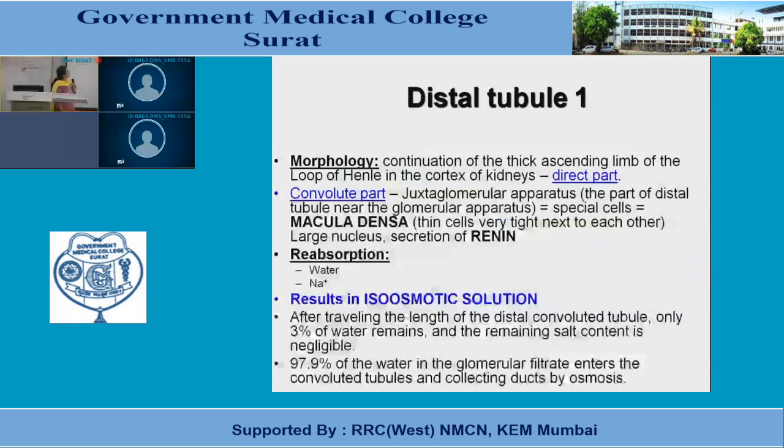The distal tubule, again, it is having reabsorption of water and sodium. There is secretion of renin, the renin-angiotensin mechanism at the macula densa, which we have already covered. Now it results in an isoosmotic solution. So after traveling the length of the distal tubule, only 3% of the water remains, and the remaining salt content is usually negligible. So most of the water in the glomerular filtrate enters the convoluted tubule and the collecting duct by the process of osmosis.